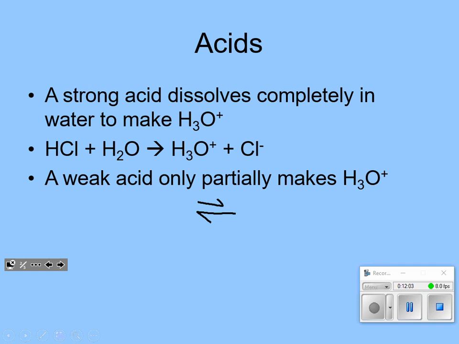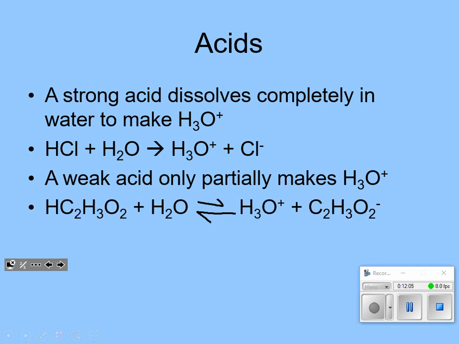But most of them are actually weak. That's why I'm showing the double arrow. Acetic acid is a good example. And I already told you that we keep vinegar in the classroom in case we spill a base, because the vinegar is an acid, it's acetic acid, and it can neutralize a base, and yet it's still fairly safe.